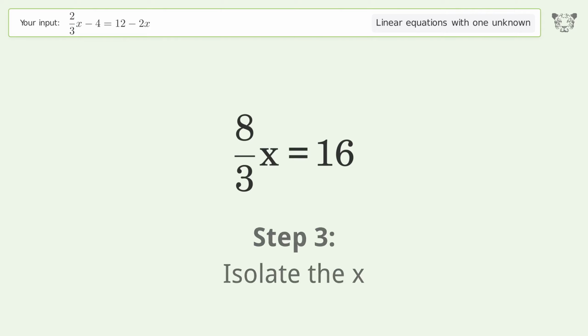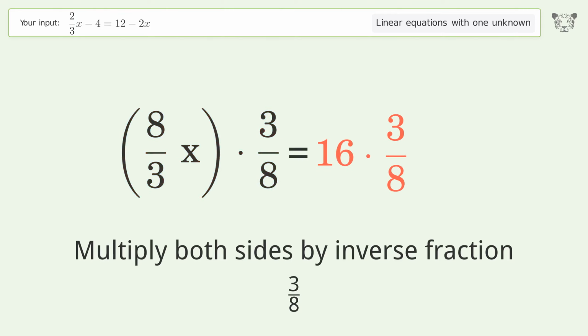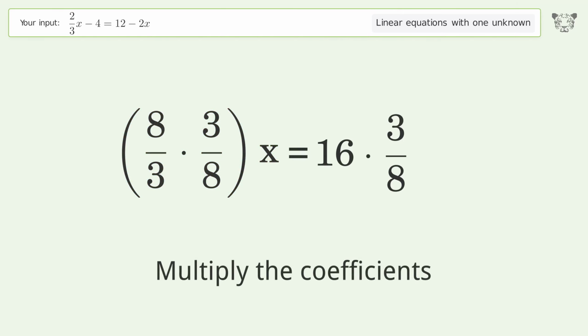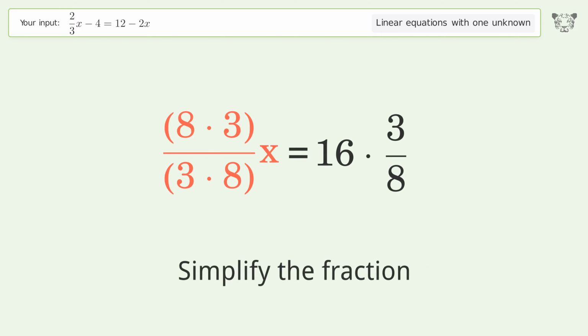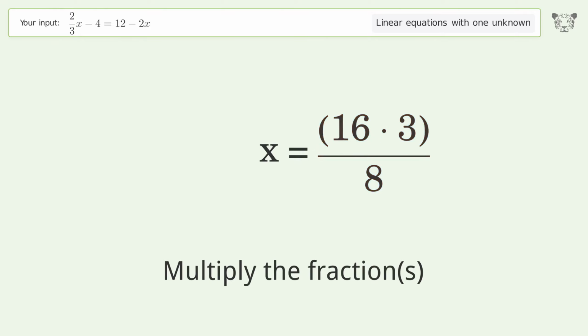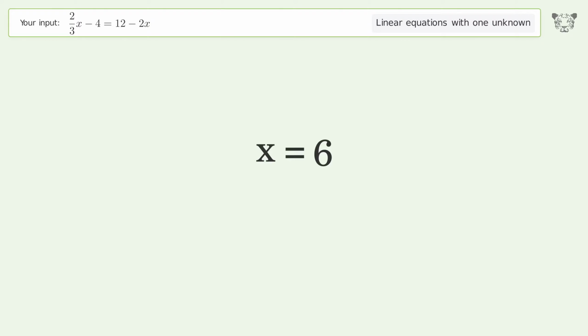Isolate the x. Multiply both sides by the inverse fraction 3/8. Group like terms. Multiply the coefficients. Simplify the fraction. Multiply the fractions. Simplify the arithmetic. And so the final result is x equals 6.